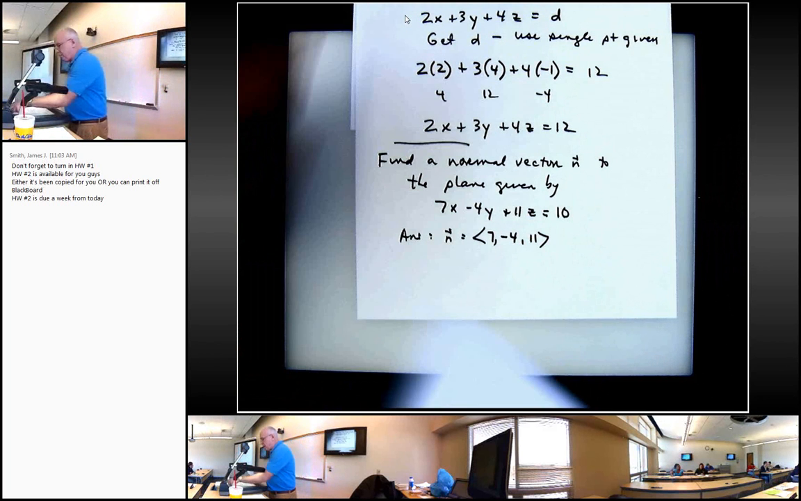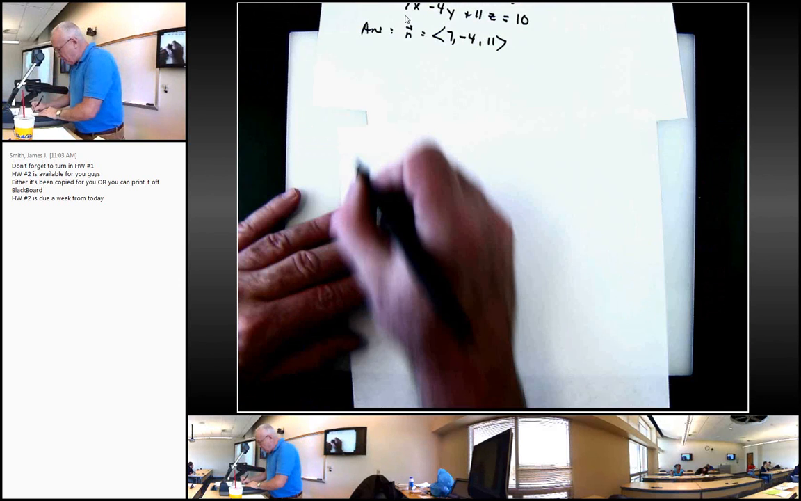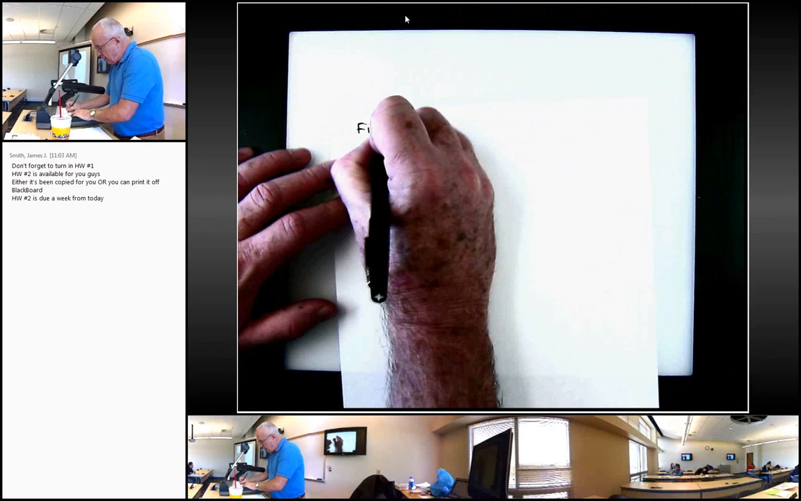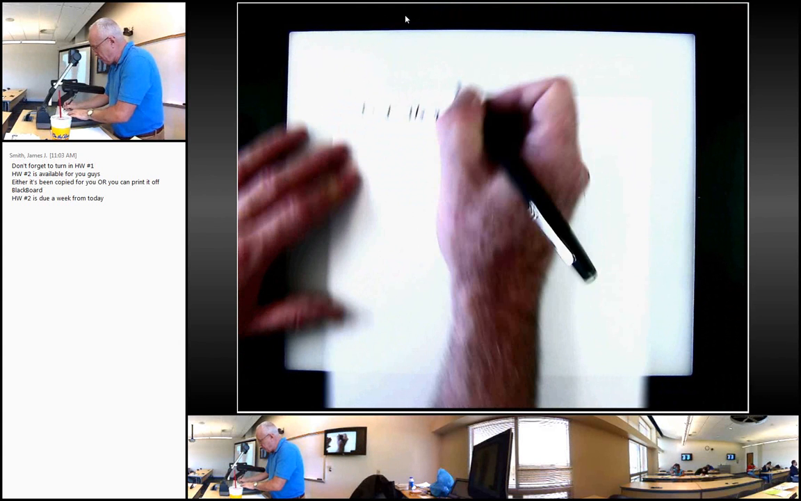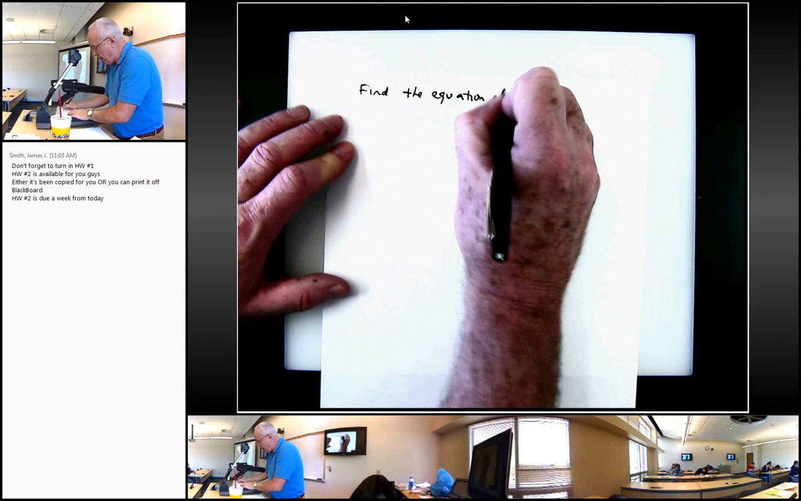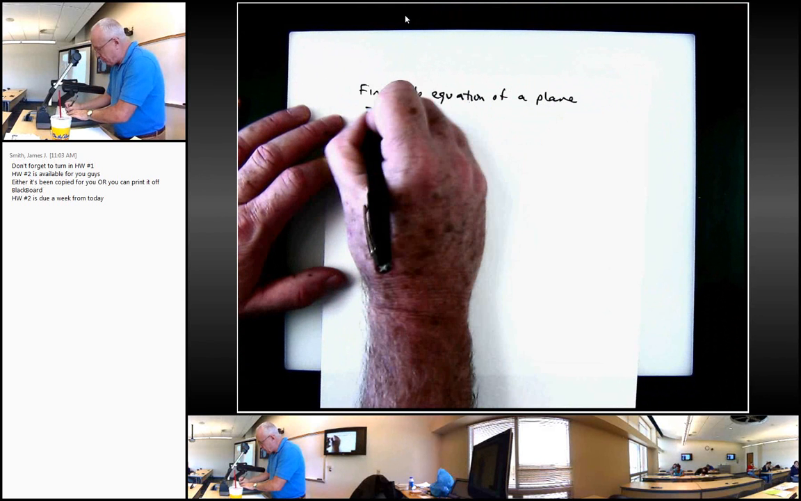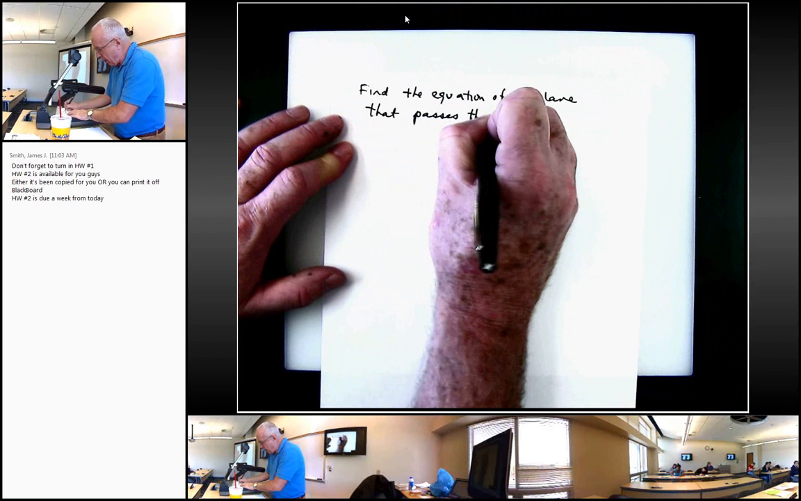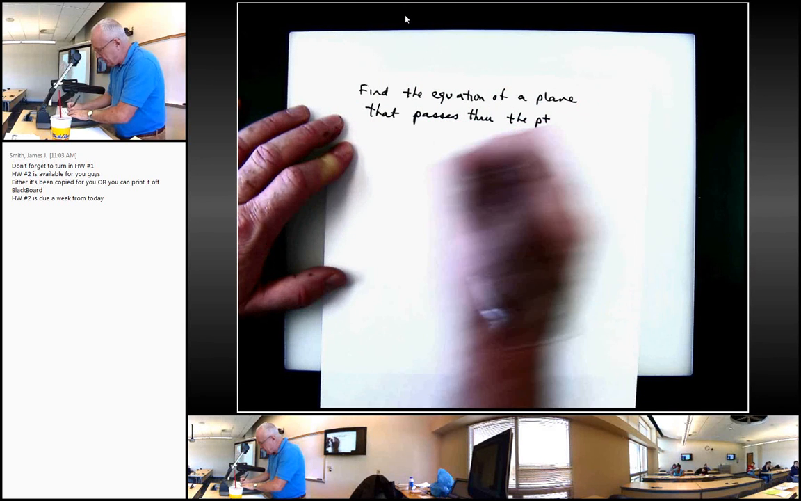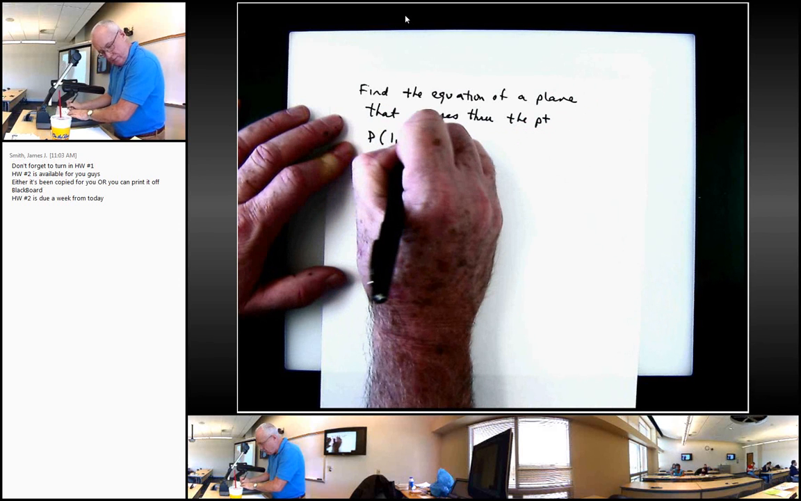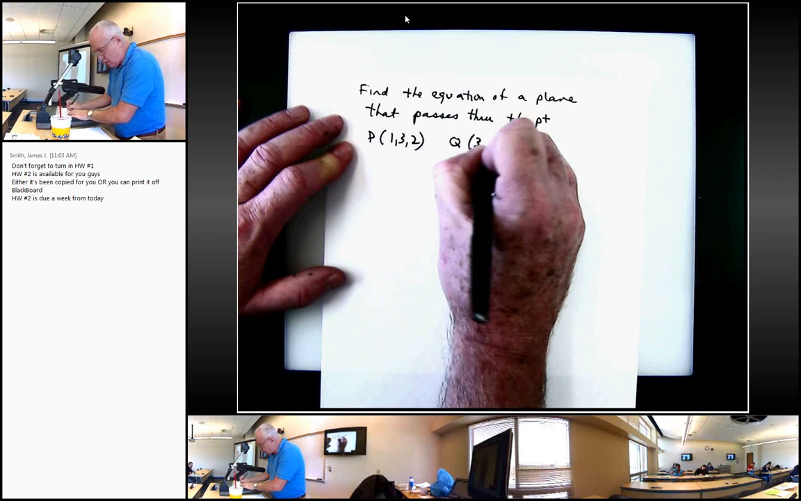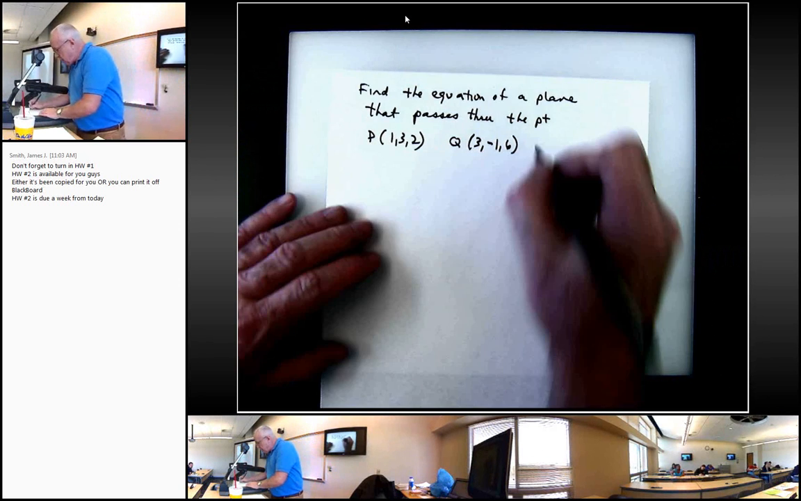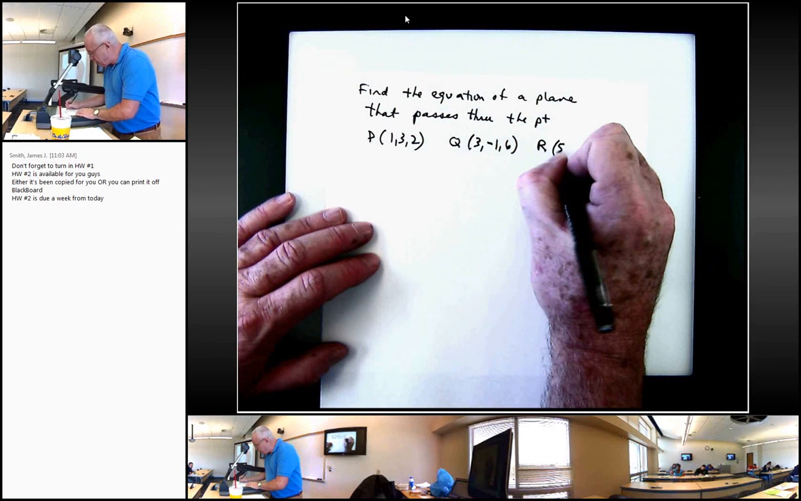Here's another kind of problem. How about find the equation of a plane that passes through the points P, which is (1, 3, 2), Q, which is (3, -1, 6). So these are all points, so I'm using parentheses, and R, which is the point (5, 2, 0).